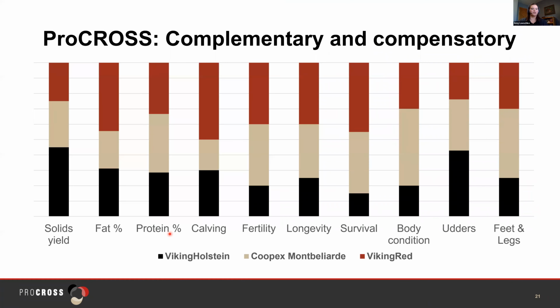I want to show you an idea of how this complementarity and compensatory traits works out from trait to trait. Here I'm showing you the contribution of each breed to these different traits.